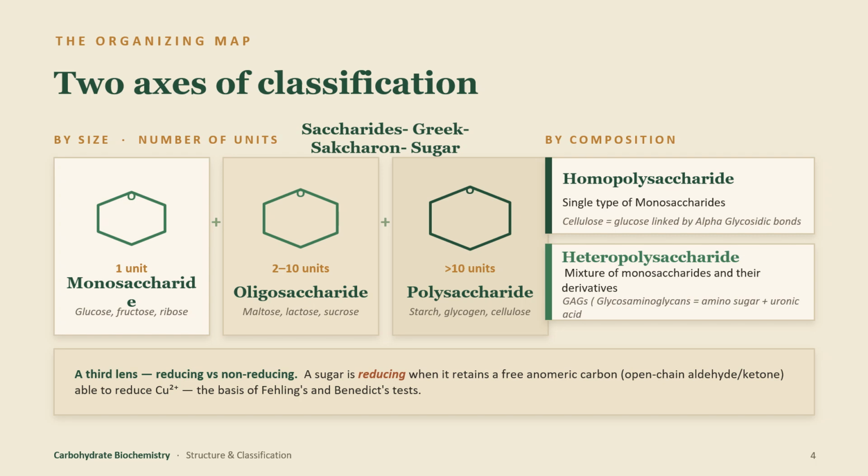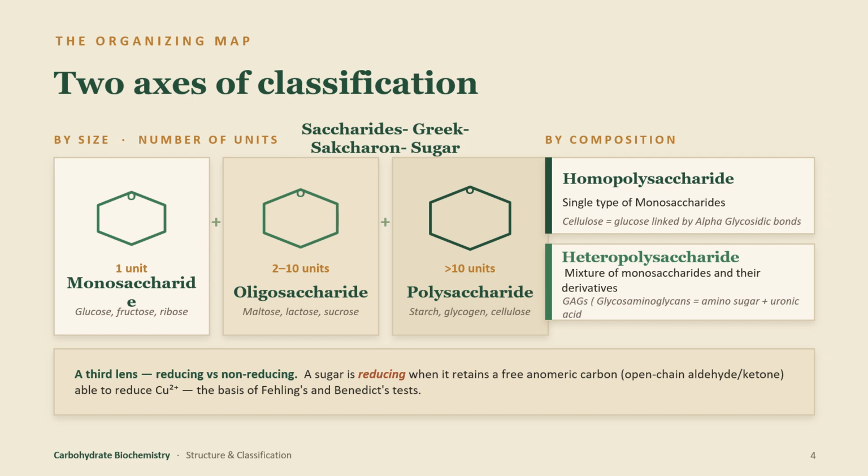And coming to the next slide, how are these sugars or carbohydrates classified? These carbohydrates are classified based upon three things. The first classification is depending upon the number of units present, or by size we may call it. The second classification is depending upon the composition of that particular carbohydrate. And the third one is whether it is reducing or non-reducing. Depending upon that chemical property, they were divided.